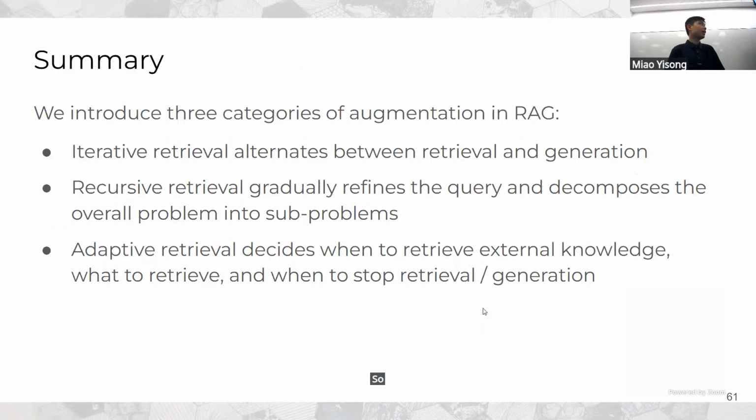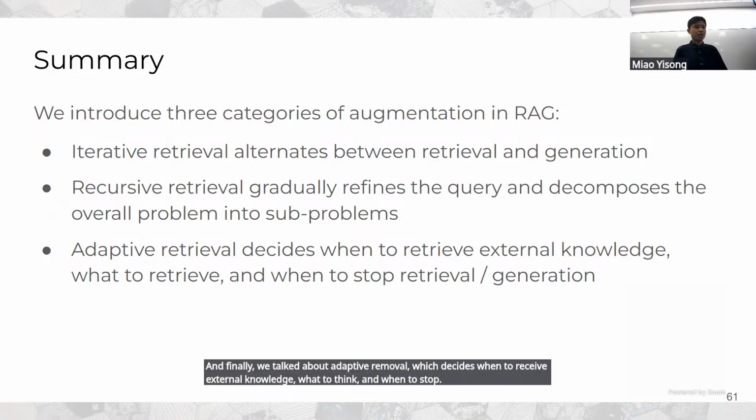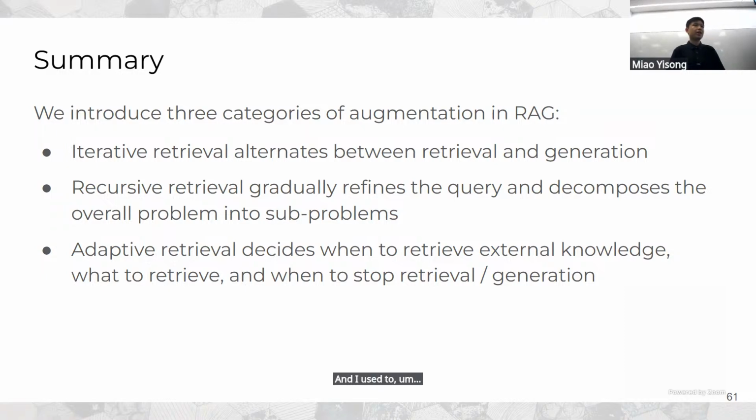So to summarize, I covered 3 types of augmentation process in RAG. The first type is iterative retrieval, which alternates retrieval and generation, and I introduced an iterative retrieval generation method. And the second type is recursive retrieval, which gradually refines the query and decomposes the overall problem into subproblems. And the typical method in this type is the IRCoT method. And finally, we talked about adaptive retrieval, which decides when to retrieve external knowledge, what to retrieve, and when to stop. And I used the FLARE method as an example.